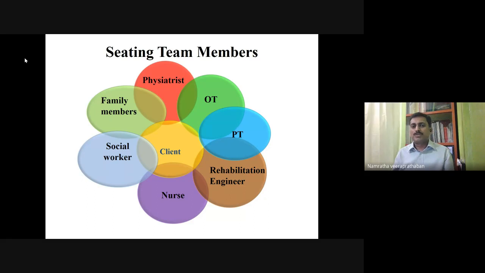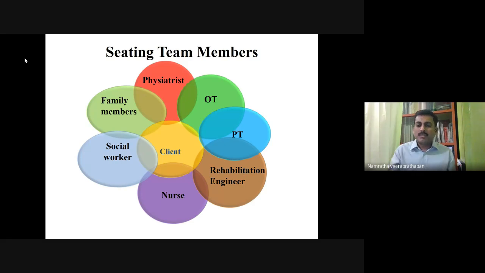Now, let's move on to seating team members. This is a multidisciplinary team headed by the physiatrist, and then OT, PT, rehabilitation engineer, nurses, social worker, and family members. All work in collaboration to meet the needs of the client. In this multidisciplinary team approach, everybody is supposed to know their roles clearly. There should not be any role confusion. If there is role confusion, then there will be issues.